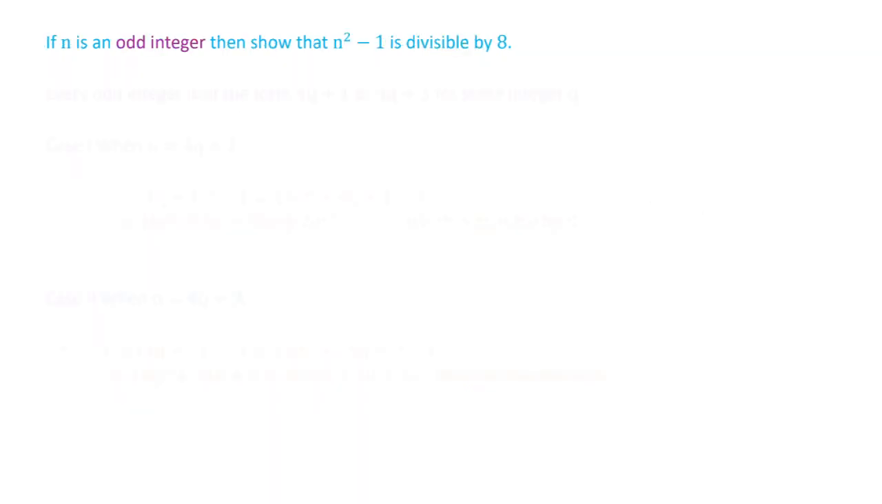Now the next question we have is: if n is an odd integer, then we have to show that n square minus 1 is divisible by 8. From our previous question, we have already obtained that every odd integer is of the form 4q plus 1 or 4q plus 3 for some integer q. This thing we have proved in our previous question.